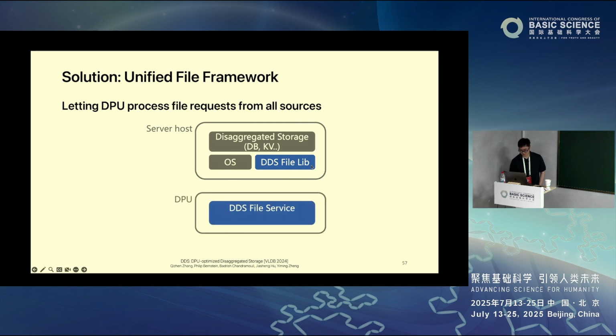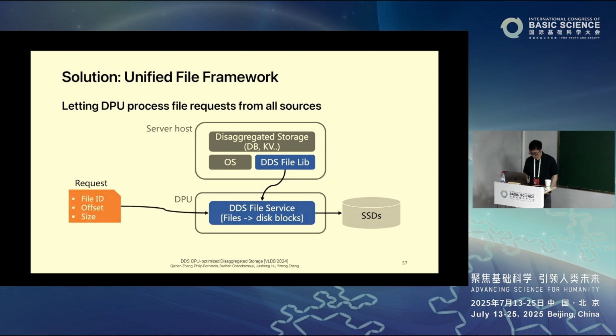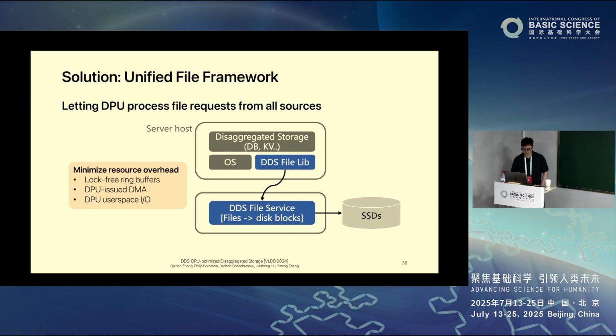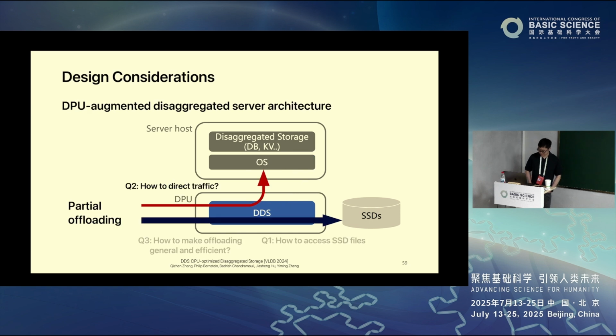This library will accept these requests, and they will then be forwarded to the DPU, where we have a file service that will execute these requests. This is how we maintain the file mapping on the DPU. So now the disaggregated storage requests can be offloaded to the DPU because we have the file mapping. And we made some other efforts to make sure that this file service is efficient.